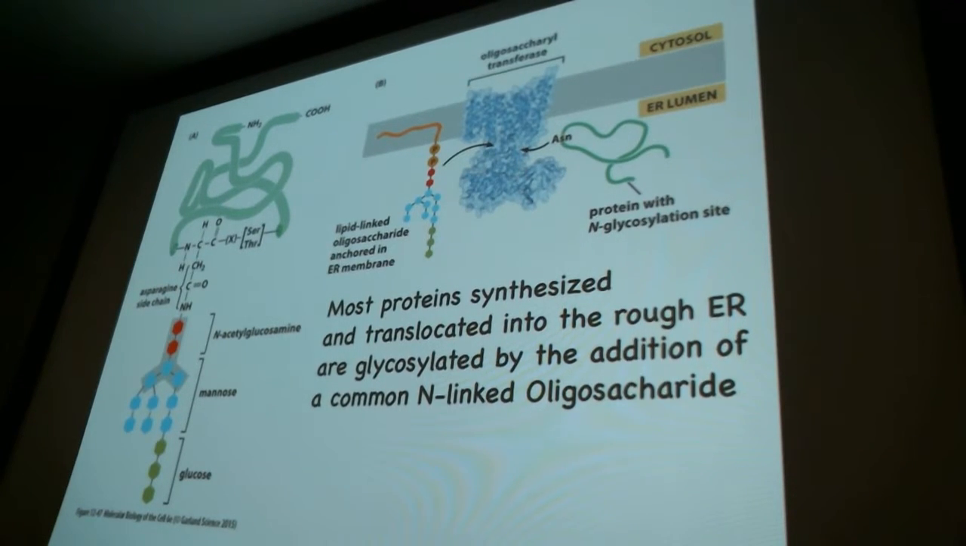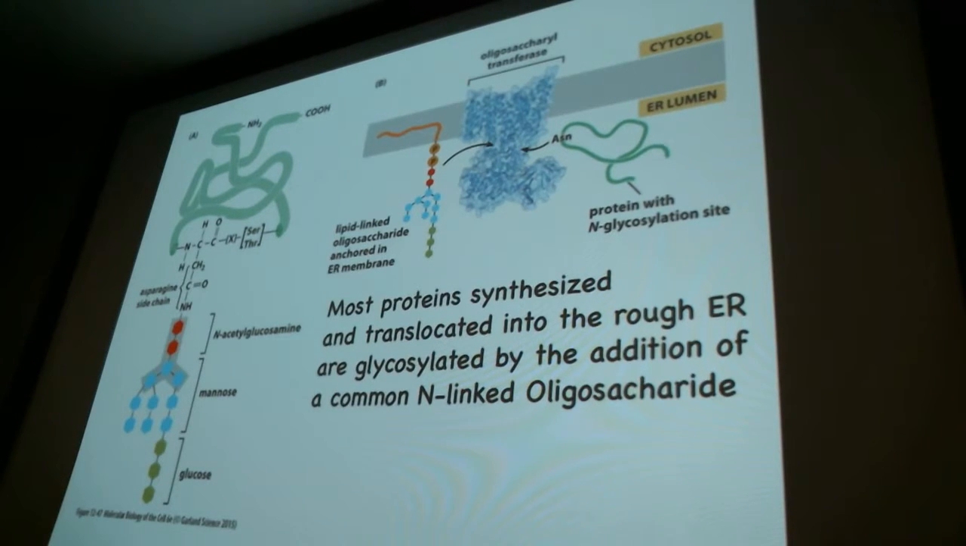So what this is indicating is that the machinery to attach sugars to proteins is happening in the lumen of the ER. So what you have is this precursor, which is a lipid linked to a common carbohydrate, the classical N-type glycosylation that happens in many of the glycoproteins. So you have N-acetylglucosamine, mannose, and glucose, anchored to a dolichol moiety on the membrane, which is a very strong hydrophobic group.